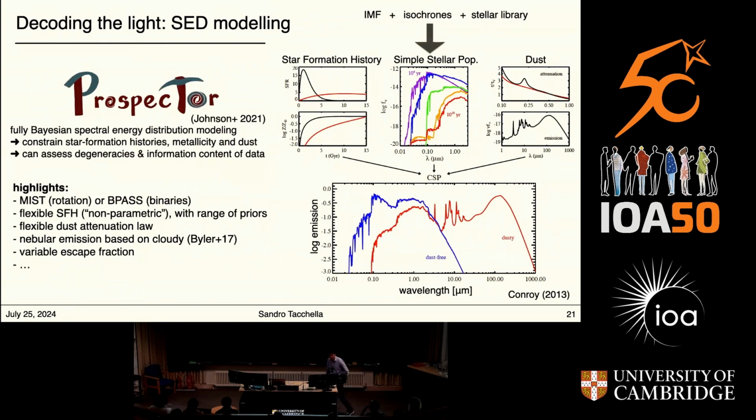For this, we have been, over the years, in particular Ben Johnson, developing Prospector, which is a fully Bayesian SED modeling code. And we heard from Jane yesterday a very nice introduction of all the assumptions that go into this SED modeling, from the IMF and isochrone stellar libraries that go into the simple stellar populations. Then we have to add a star formation history, a metallicity enrichment history, dust attenuation, as well as dust emission and nebular emission. I think Prospector does this very well, is very flexible, and because it's fully Bayesian, you can really assess the degeneracies between these different model ingredients, and also learn, for example, how much information there actually is in the data, where the constraining power is.